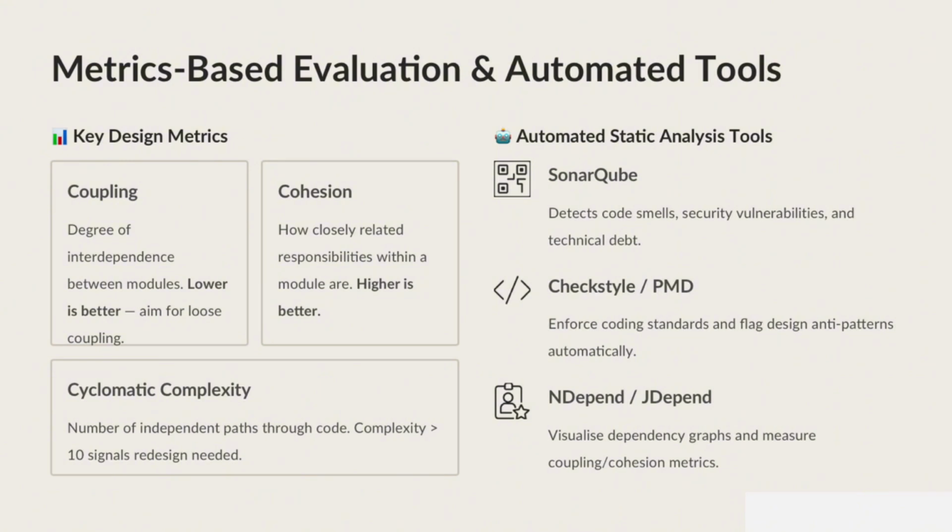And next is the automated tools. Today, many automated tools are available to evaluate software design. These tools perform static analysis, detect design issues, and generate reports. Examples include tools that analyze code structure, dependencies, and complexity. They help save time, reduce manual effort, and improve accuracy. Some automated static analysis tools are SonarQube, Checkstyle or PMD, and NDepend or JDepend. SonarQube detects code smells, security vulnerabilities, and technical debt. Checkstyle enforces coding standards and flags design antipatterns automatically. NDepend or JDepend visualize dependency graphs and measure coupling and cohesion metrics.